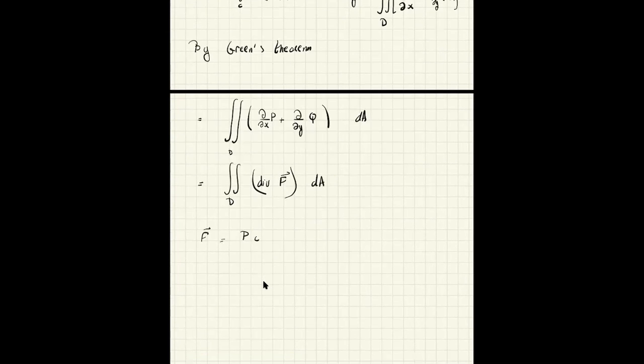Because remember, F is Pi plus Qj, and the divergence, we did it for the 3D case, but there's nothing that prevents you from doing it in the 2D case. So it's just dx of the first component, dy of the second component, right? So this equals the integral over C of F dot n ds, okay?